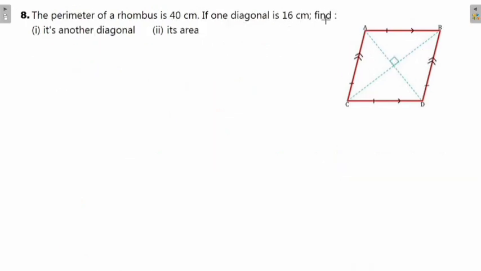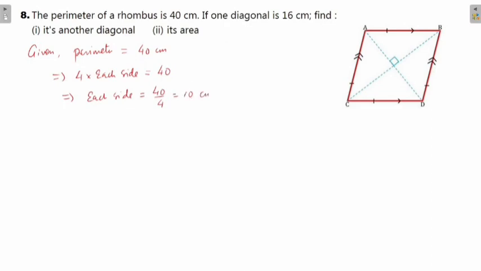So we have one more question of similar kind, where there's a case of rhombus given to us. Perimeter is given to be this much, one diagonal is given to be 16 centimeter. So let me first write whatever is given to us. Perimeter equals 40 centimeter, and all of you know perimeter is 4 into each side, right? 4 into each side is 40. So bring this 4 to the denominator, you get each side equals 40 by 4, which is equal to 10 centimeter.